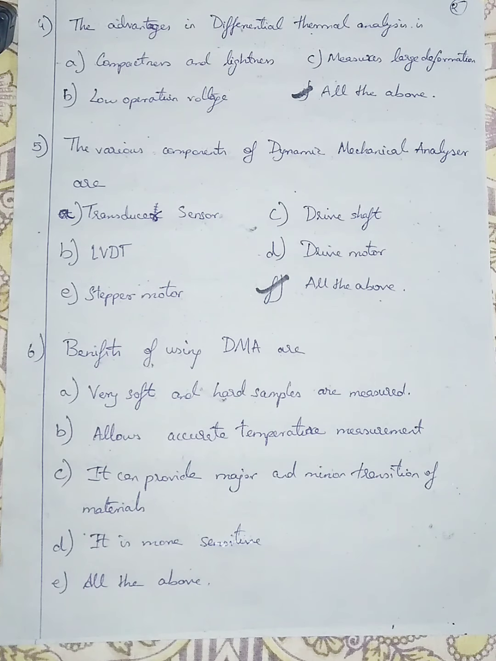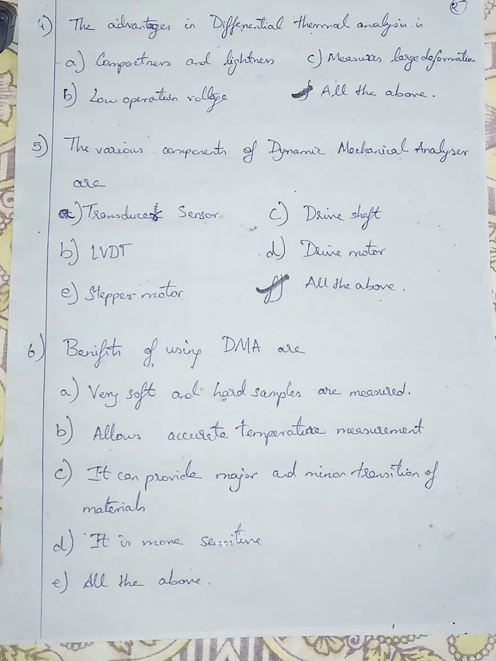The benefits of DMA are that very soft and hard samples can be measured. You can measure from a light sponge to a heavy rock. That is, light soft materials. Aluminum is a soft material. Zinc is a soft material. From zinc, you can also measure hard cast irons. That is one of the good benefits.